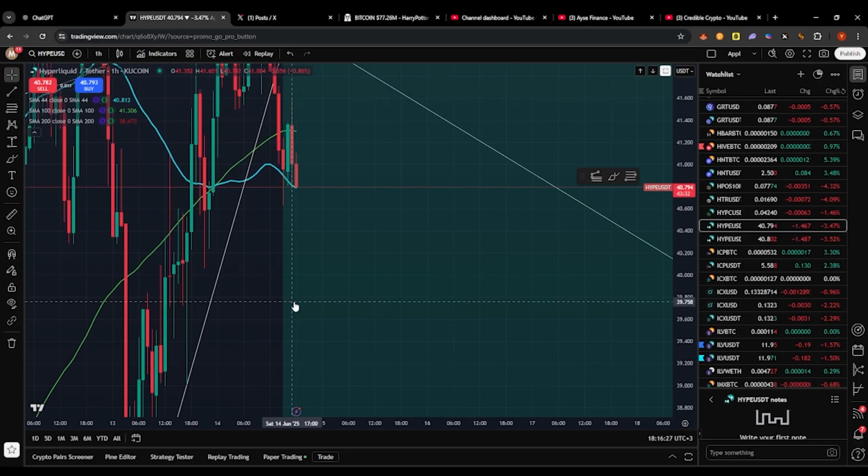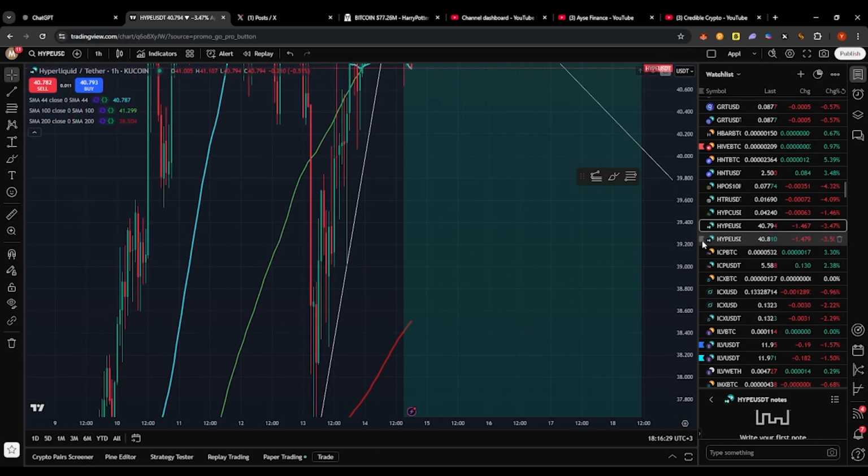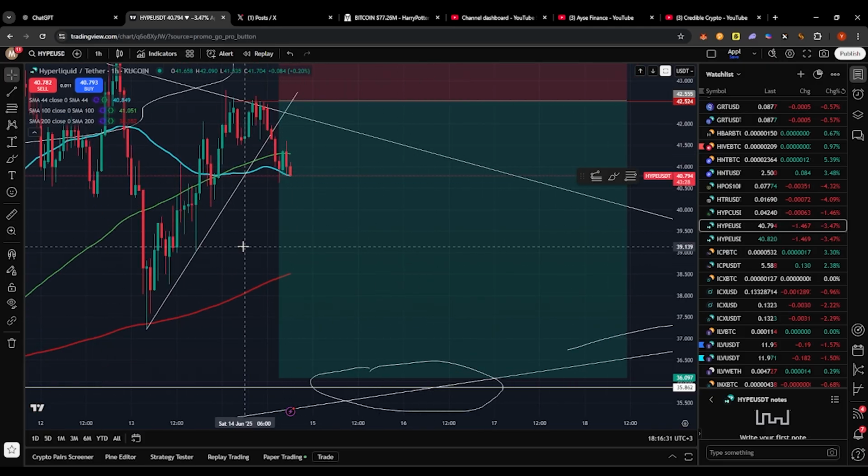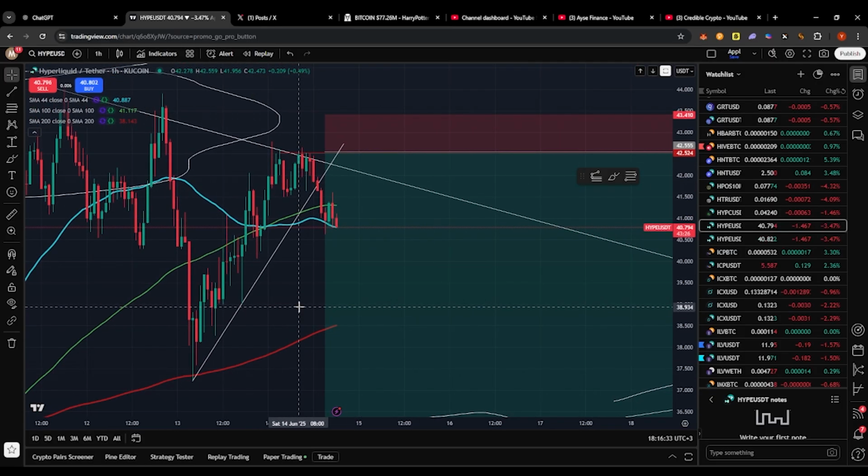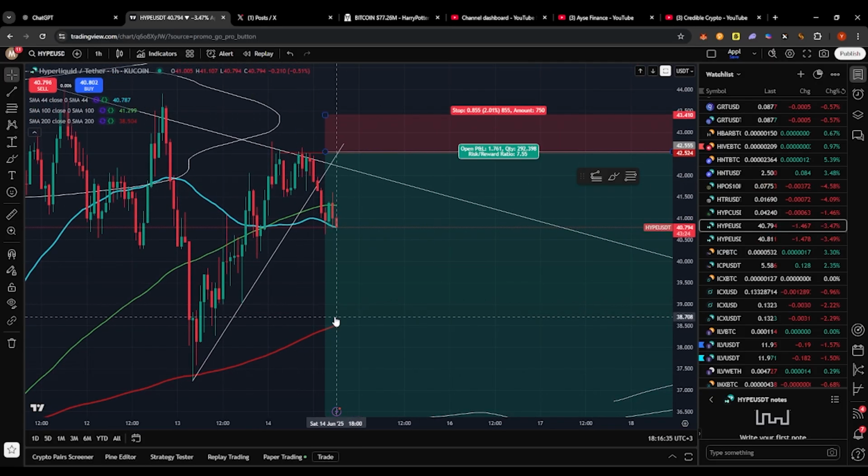So this is one trade I'm focused on. Hype, pretty easy. It's already gone for the opportunity. But if you guys want more opportunities like this, let me know in the comments down below if you guys like these type of breakdowns.